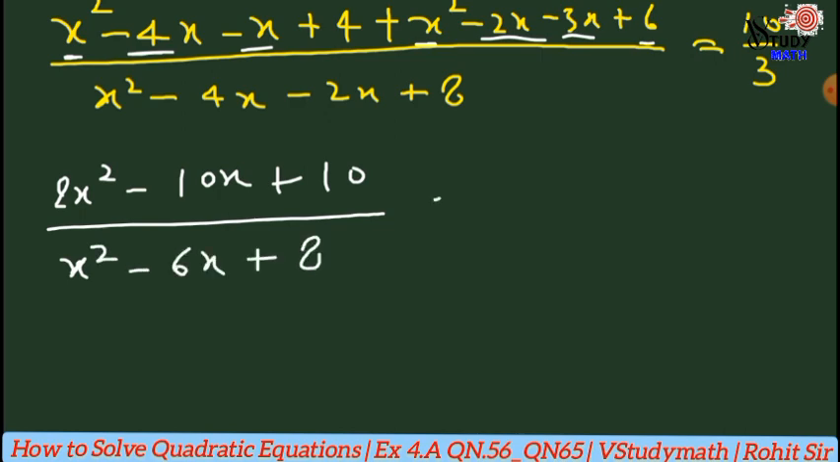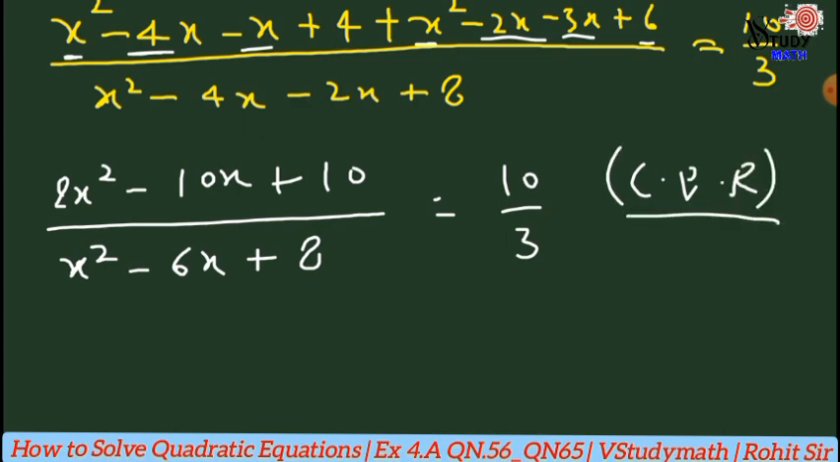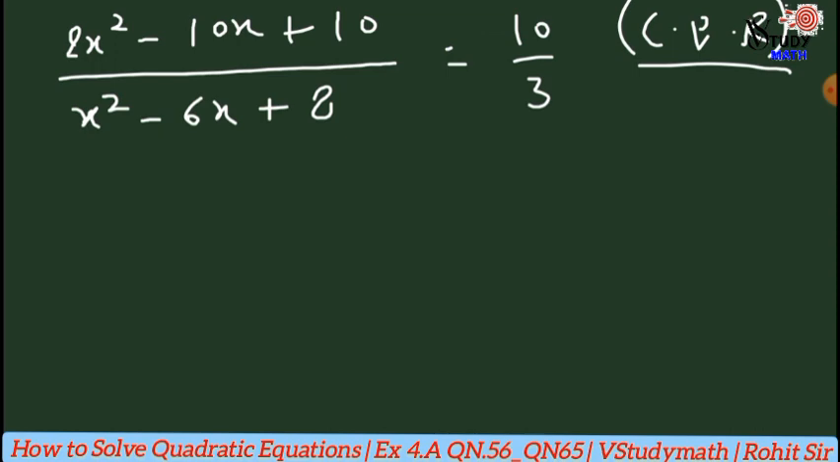Now by CPR, the cross product rule, and the cross product rule is here. 6x square, 30x, this 3 is going to multiply here, here and here.